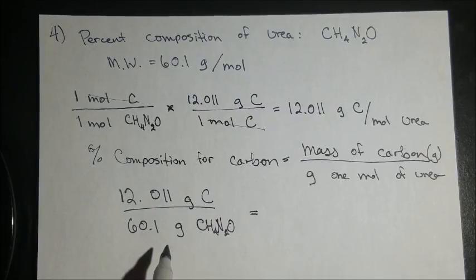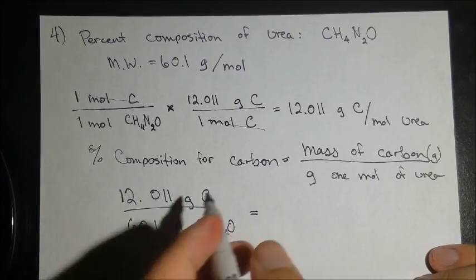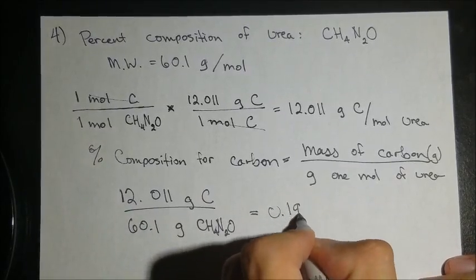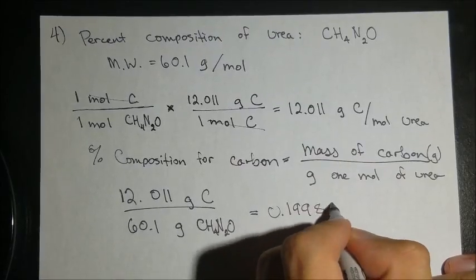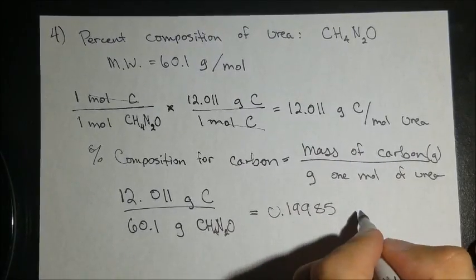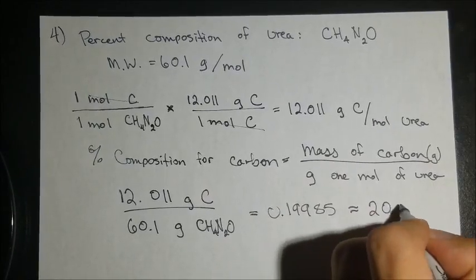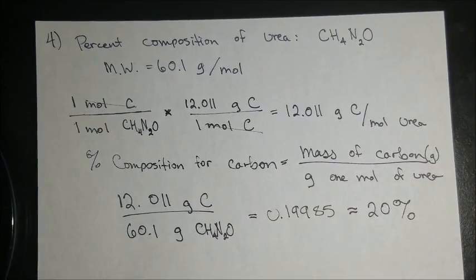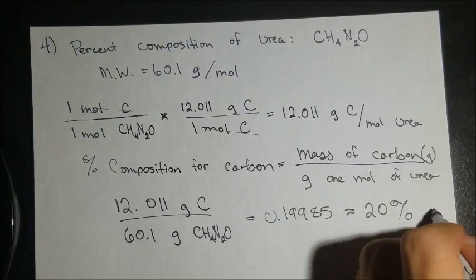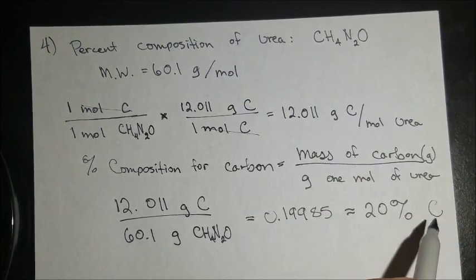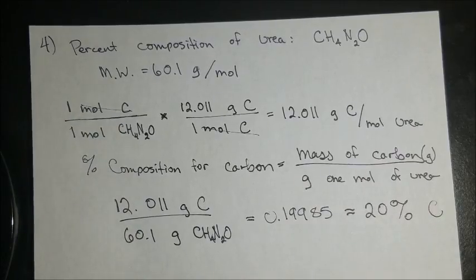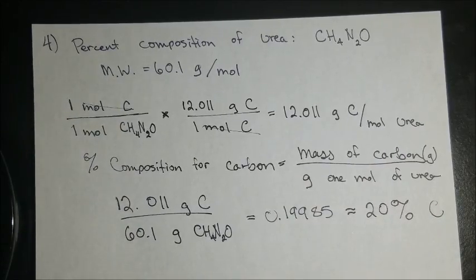So we're going to find here that 12.011 divided by 60.1 is 0.19985 and so on, and that is going to be approximately 20%. So we have 20% by mass of carbon in a mole of urea. That's all it is.